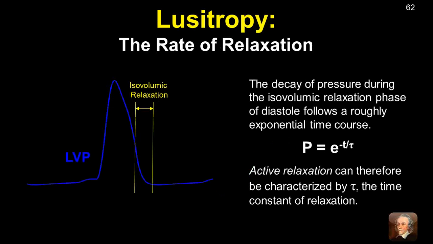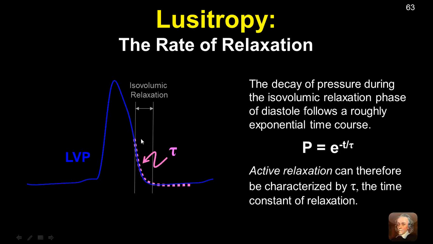One is the end diastolic pressure volume relationship, which describes the extent to which the heart can relax and is characterized by the end diastolic pressure volume relationship. But there's another important aspect of diastole, which is the rate at which the heart relaxes. And that is really characterized by the rate at which the pressure falls during the diastolic phase of the cardiac cycle. And it turns out that this fall is roughly exponential and can therefore be characterized by a time constant.